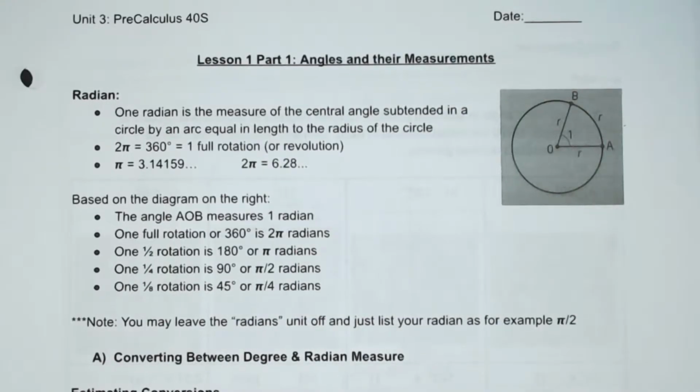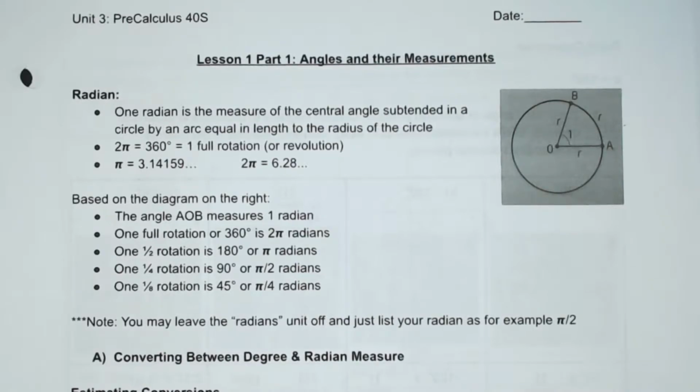Welcome to Unit 3, Lesson 1, Part 1, Angles and Their Measurements. So in this unit, we're going to be working with something called the unit circle. We'll get there in the next lesson. But the first thing we need to talk about is radian measurement.